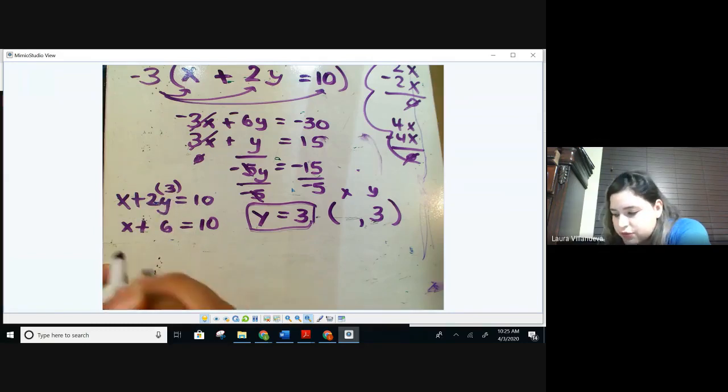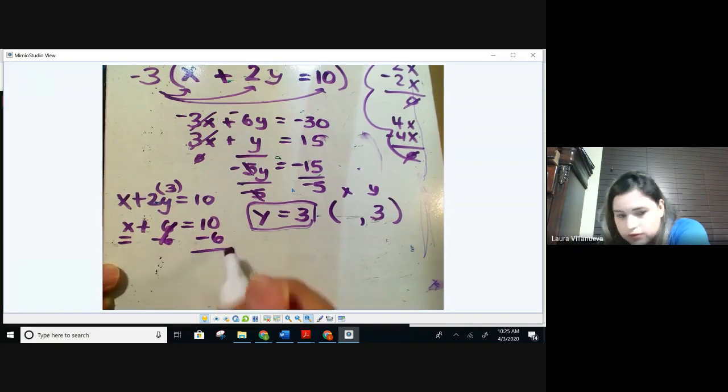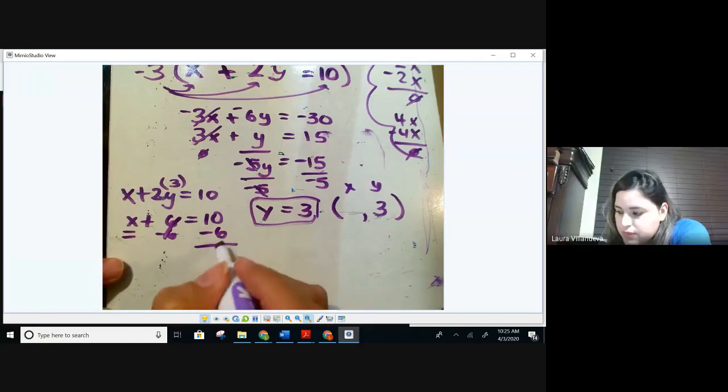Right here, this is where you have to solve for X. So then you're going to move the 6. So 10 minus 6 is 4. So X is equal to 4.